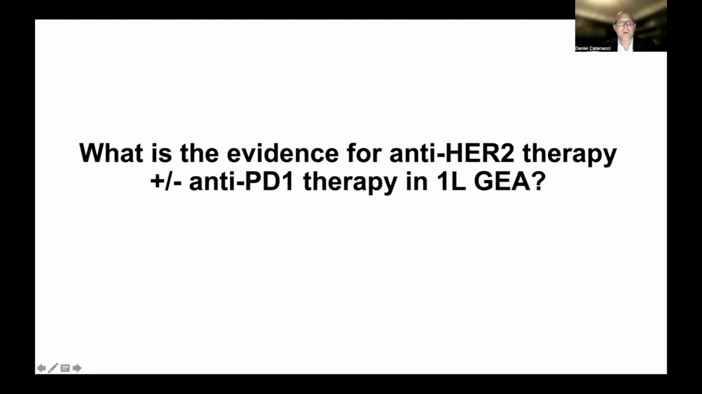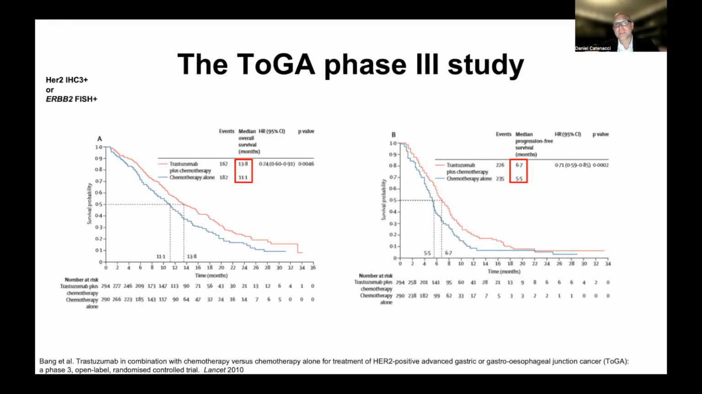So with that quick background, what is the evidence for anti-HER2 therapy with or without anti-PD-1 therapy in the first-line setting of HER2 positive gastroesophageal adenocarcinoma? So this is the pivotal study that was done 15 years ago, published 13 years ago, and that showed and supported the use of trastuzumab in HER2 positive cancer. And the definition of HER2 positive was a little bit different at that time because it was still being worked out what exactly is positive and which is not.